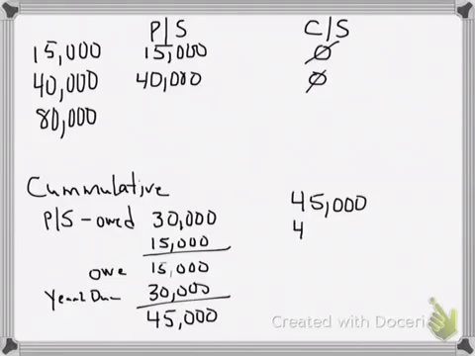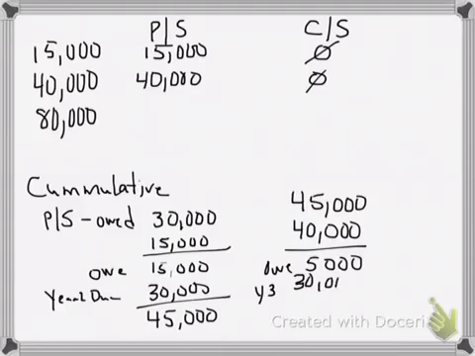So since they get the 40,000, now I owe them $5,000. And because I owe them this $5,000 here, when we get to the next year, year 3, how much do we owe them? We owe them another $30,000.